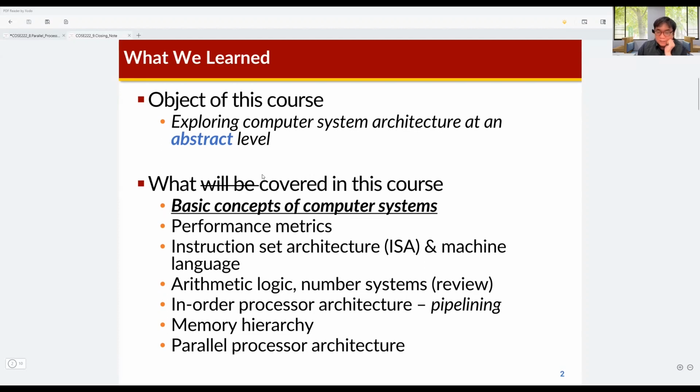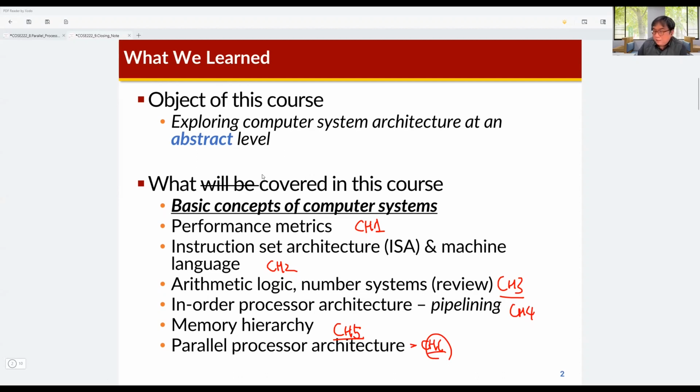We learned about the basic concepts of computer systems. Then we learned about the performance metrics in chapter one, and the ISA, instruction set architecture, in chapter two. Chapter three, the arithmetic logic, was very short. Then we learned about the pipeline architecture or single-cycle processor architecture in chapter four, then chapter five, the memory hierarchy. And then in chapter six, we learned about parallel processor architecture.